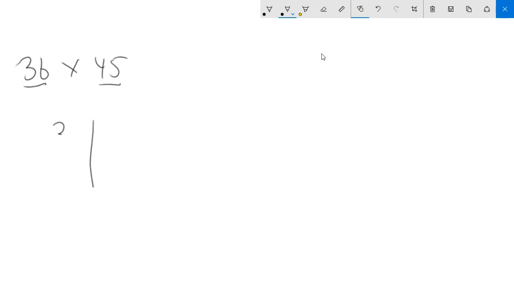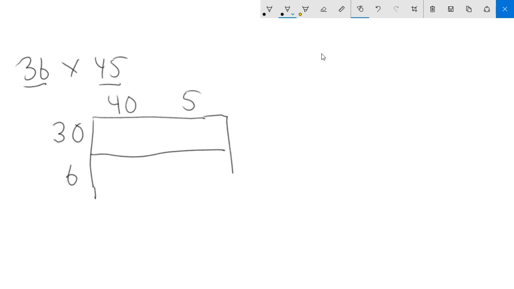So I'll put 36 over here. So that would be 30 and 6. And then along this way, it's length. We're going to have 40 and 5. Okay, so there's my numbers. This is my big, large model that we're finding the area for. So we had 45 times 36.